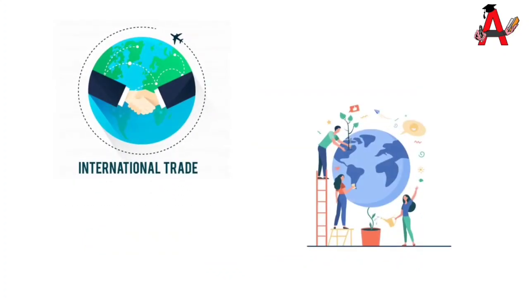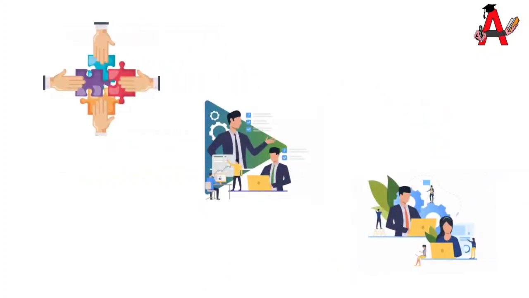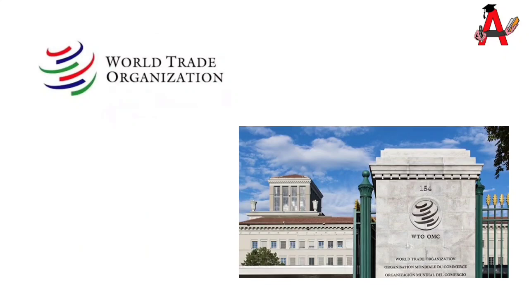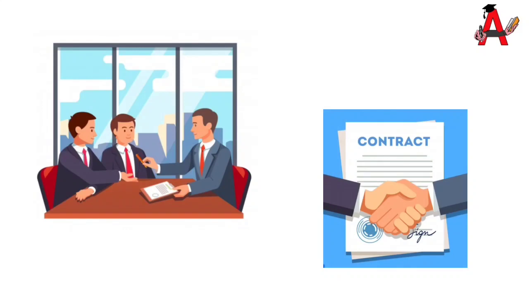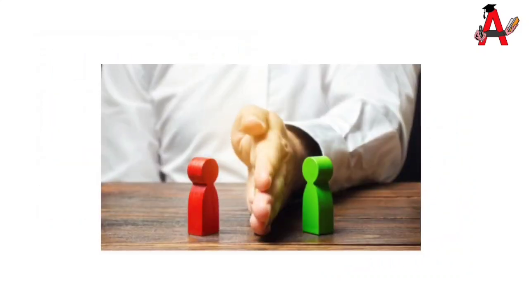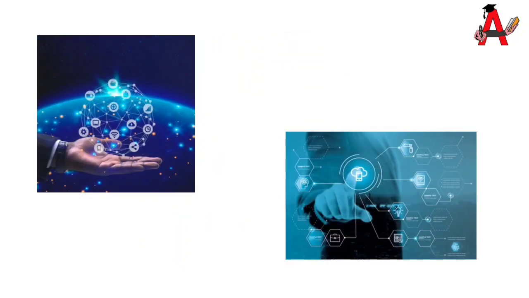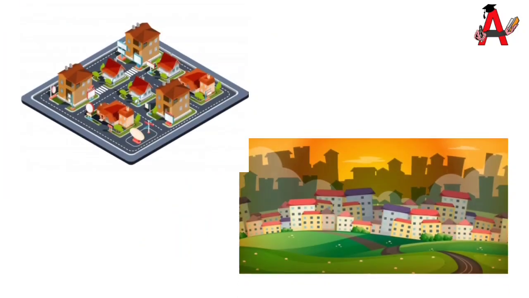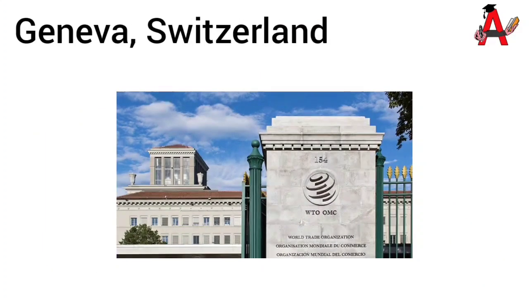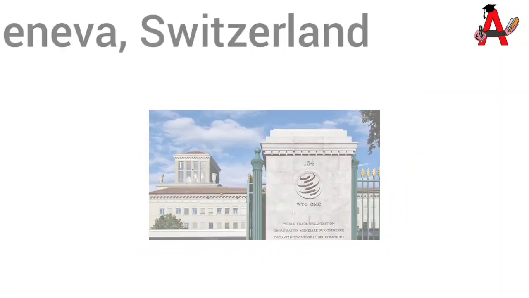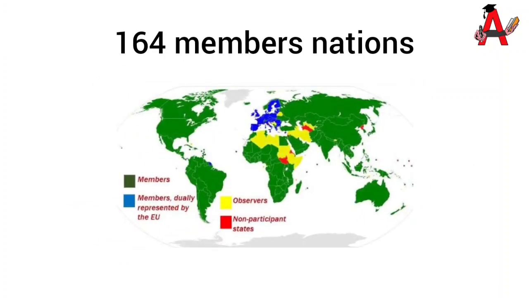We have many different international organizations. One of them is the World Trade Organization, which helps to provide a platform for negotiations in international trade, to handle the differences related to trade, and provide technological assistance and training to the developing countries. The headquarters of the World Trade Organization is at Geneva in Switzerland, and there are 164 member nations in the World Trade Organization.